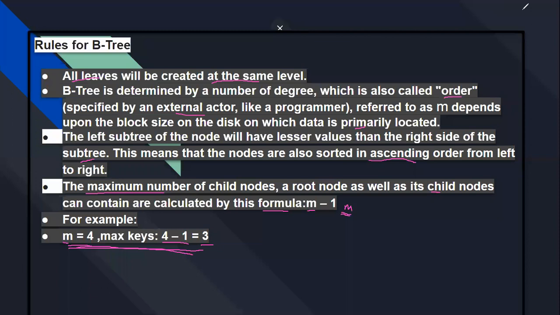Okay, so now we'll directly concentrate on the example so that you can understand. Again, I am recalling all the rules so that it's clear to all. All leaves will be created at the same level. Again, it is a BST; some order is maintained. Then there is a very important rule, that is M. What is the order of that tree? If it is 4, then what is the maximum number of keys we are going to store? That is M minus 1, that is 4 minus 1 equal to 3. Okay, so these are the rules that we have to focus on.